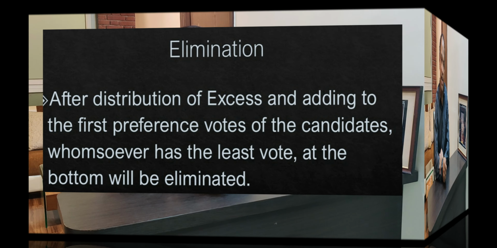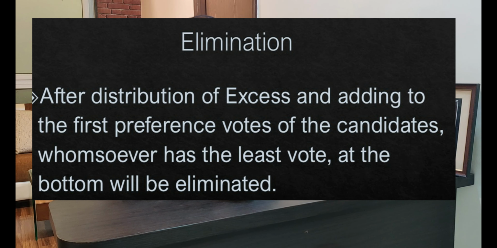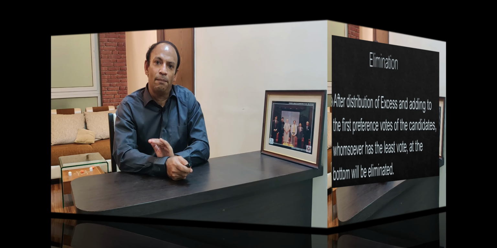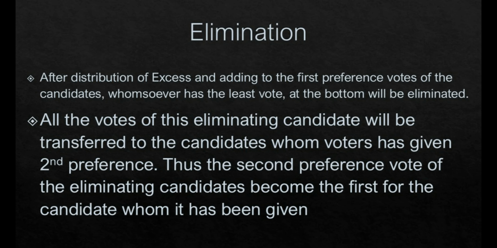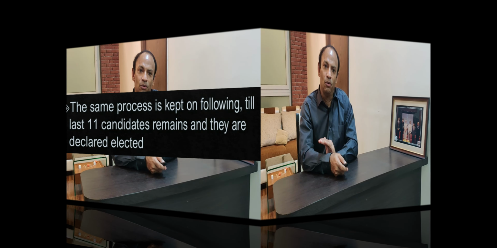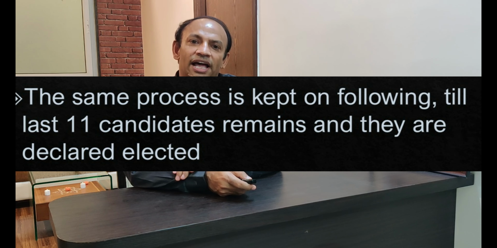Now after this, again the total will happen. After this transfer, it is possible people will move up and down on the list, and based on that, whomsoever is at the bottom will be eliminated. So this exercise keeps on going till the last 11 candidates remain. So after 12 candidates remain, whomsoever remains at the top 11 are the winners.